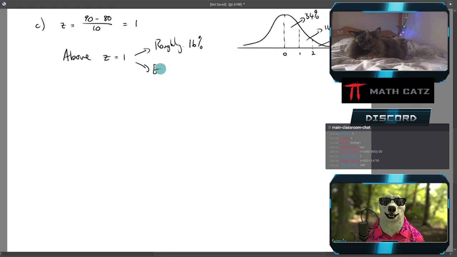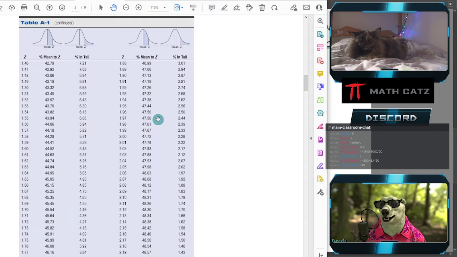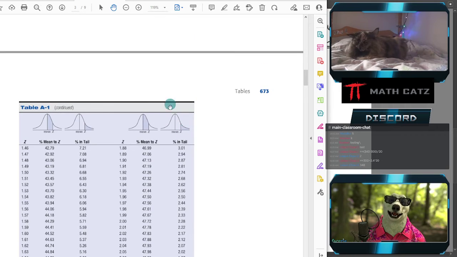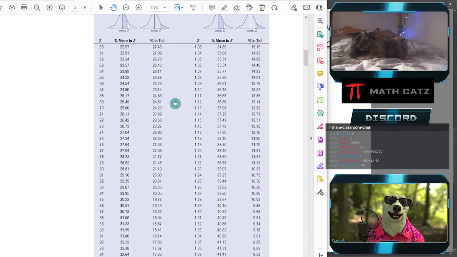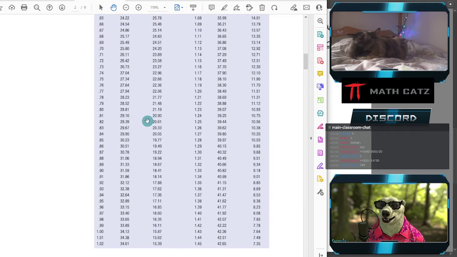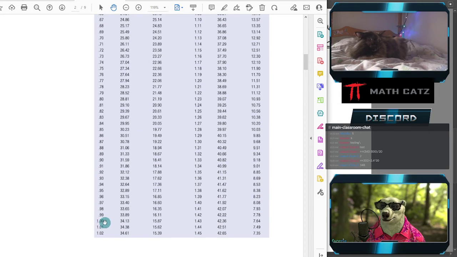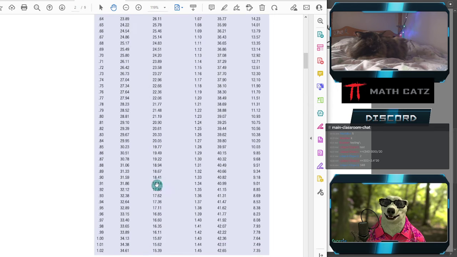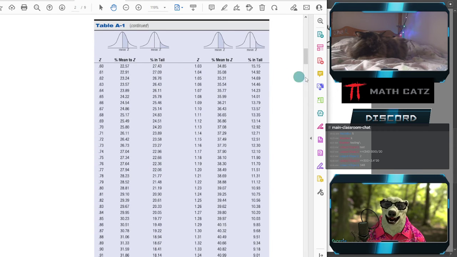If I wanted to be exact, which moving on into the upcoming topics, I certainly would want to be, I'm looking for the tail to the right of the z-score of 1. So let's go to the table. Looking for this tail, but I'm looking for a z-score of 1. So it's way down here, 15.87. Remember, that's the column I'm looking at.